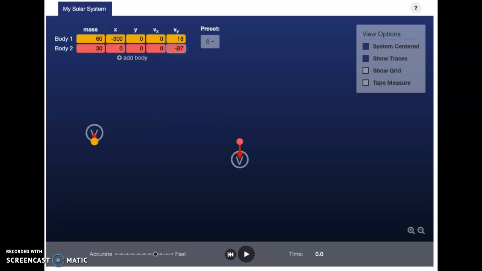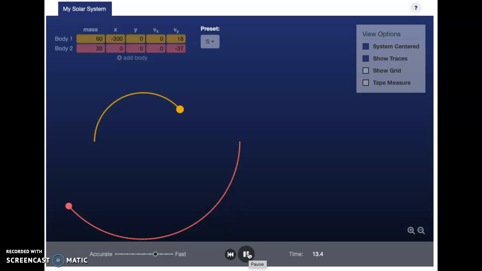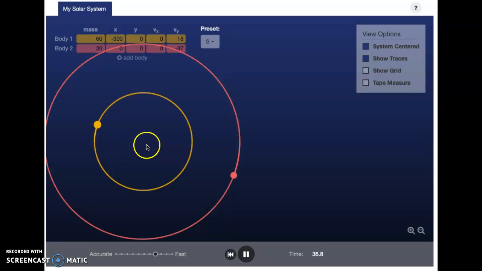Okay, so hopefully you noticed that in order for them to keep their same center of mass, they have to be going in opposite directions from each other. And you can see they're always staying across from each other with the center of mass right here. And both of them are making perfect circles. So that's what we were aiming for, circular motion of a binary star system.